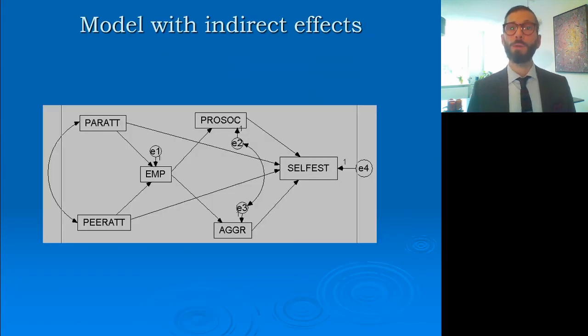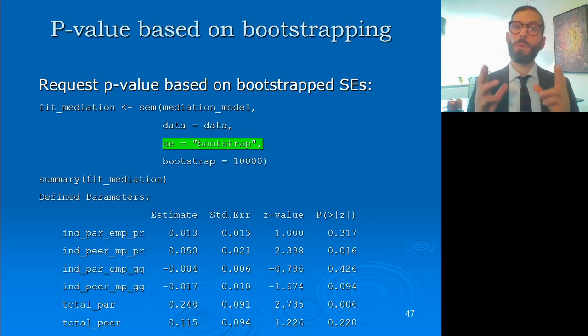Now, in this week's practical session, you will be estimating models with multiple indirect effects yourself based on the self-esteem data. So here you have a model where parental attitudes and peer attitudes predict self-esteem, and those effects are partially mediated by empathy, prosocial behavior, and aggression. If we define this model, and we put the model description in an object called mediation model, then we can estimate it using the lavaan function sem. And to bootstrap that model, you have to say se equals bootstrap. And you can say, I want 10,000 bootstrap samples.